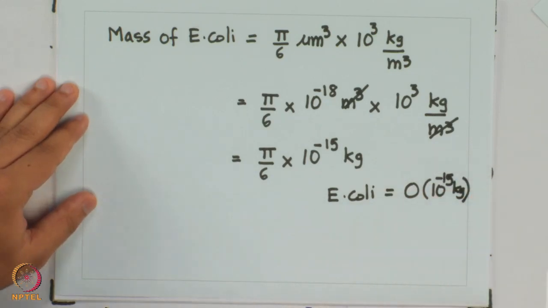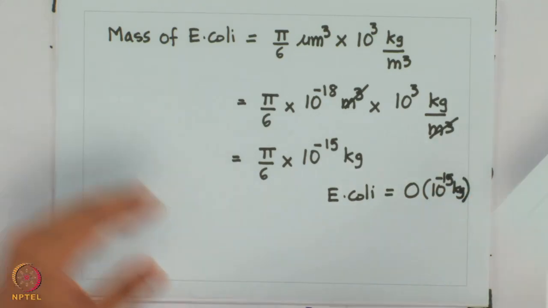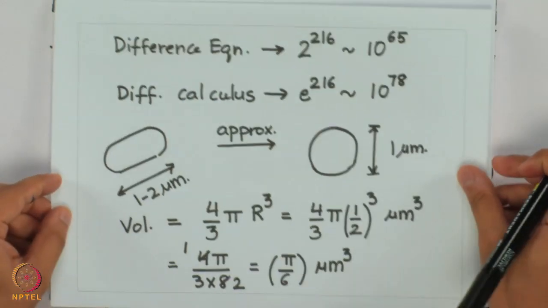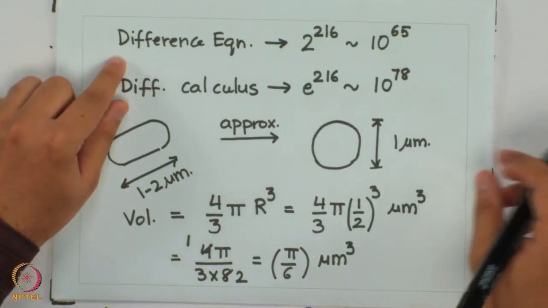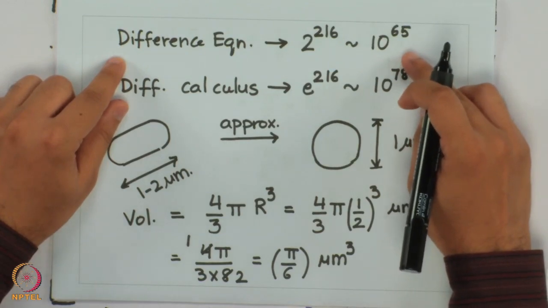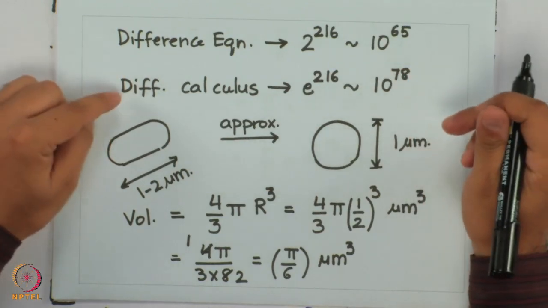Now let's revisit the two answers that we had got from our two different approaches. Using the difference equation we had gotten approximately 10 power 65 bacteria, and from the differential calculus approach we had gotten about 10 to the power 78 bacteria. So how much do these actually weigh?